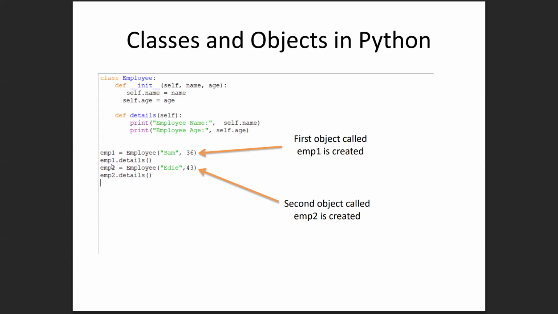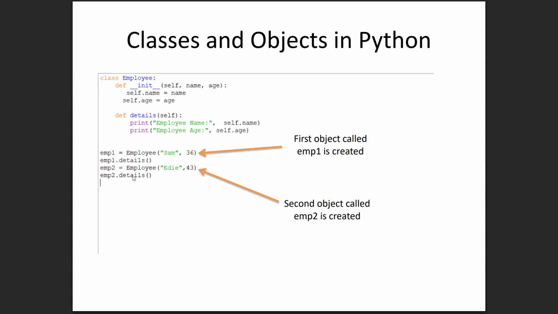After that, I am calling employee1.details. Whenever you call with this object, it will go to this details function and it will print the employee name, self.name. So what is self.name? The name will be Sam. So here it will print Sam. Next, employee age, self.age. Whenever you do self.age, this age will be taken as 36. So whenever employee1 is printed, the employee name is Sam and the age is 36.